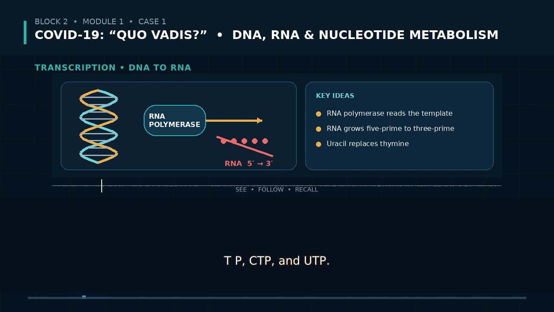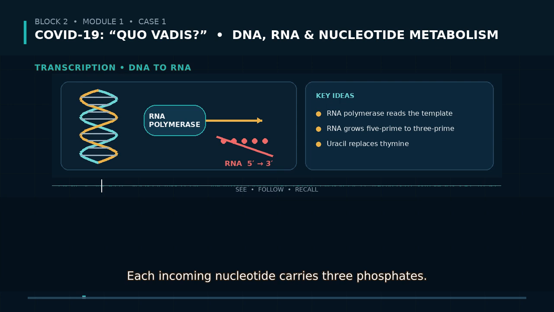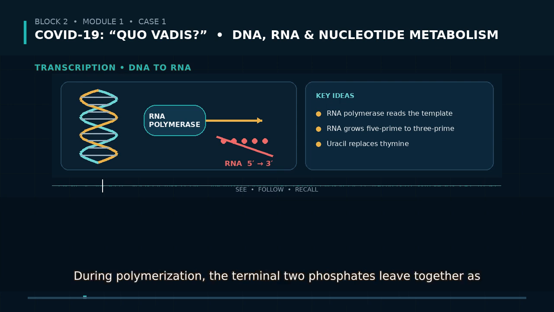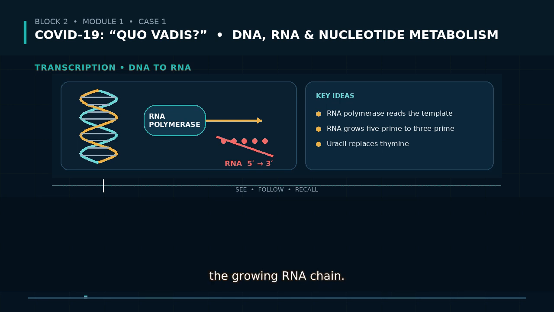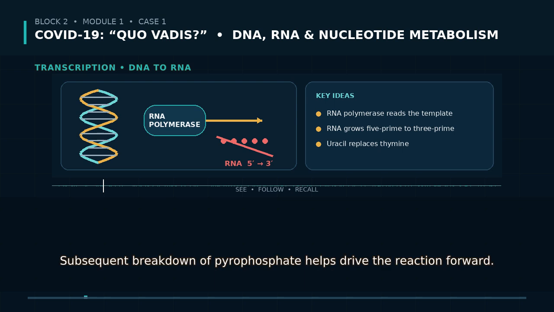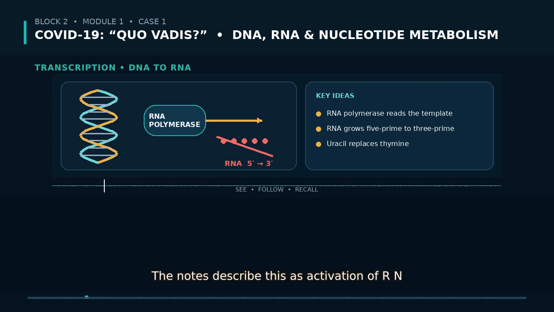Transcription begins when RNA polymerase and associated transcription factors recognize a promoter. A promoter is a DNA sequence located near the beginning of a gene. In eukaryotic cells, transcription factors help recruit the appropriate RNA polymerase to this promoter. Once positioned, the enzyme opens a short region of DNA, and moves along the template strand.